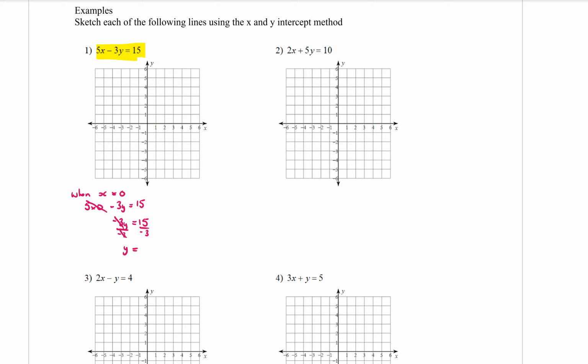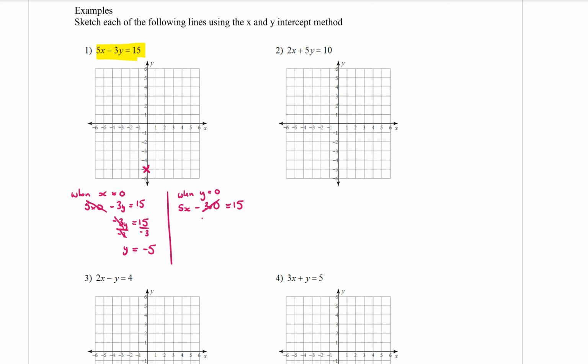Now what I'm going to do is find the x-intercept, which is when the y is equal to 0. So I start with the same equation again, and I sub in that y is 0 this time. So that is 5x minus 3y, but y is 0, so it's 3 times 0 equals 15. Now, just like last time, 3 times 0 is nothing. It means nothing, so let's cross it out.